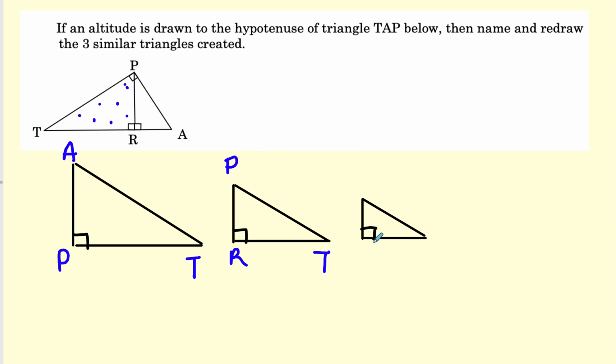Now I'm going to work with a small triangle. I know that it has a right angle here. And angle A in the small triangle is the same as angle A in the big triangle, so I'm going to put an A right here. And the only other letter left is P.